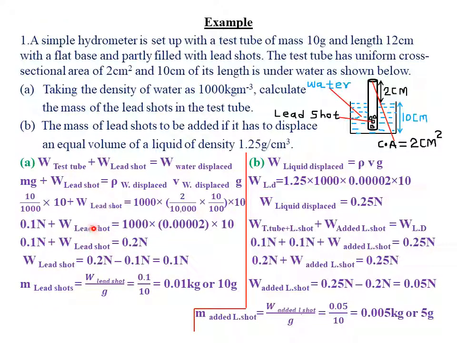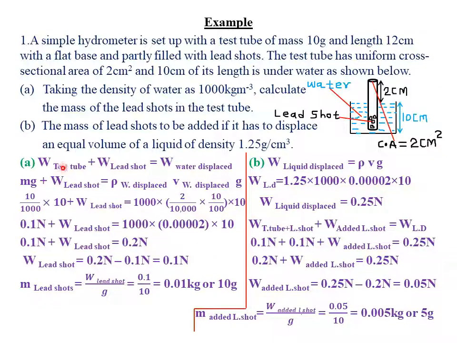W lead shots is equal to the density, which is 1000, times the volume. If you take 2 over 10,000 multiplied by 10 over 100, you'll obtain 0.00002 cubic meters. Then of course times 10. So if you take 1000 times 0.00002 multiplied by 10, you'll obtain 0.2 Newton as the upthrust, or the weight of the water that was displaced as a result of immersing up to 10 centimeters of this particular test tube.